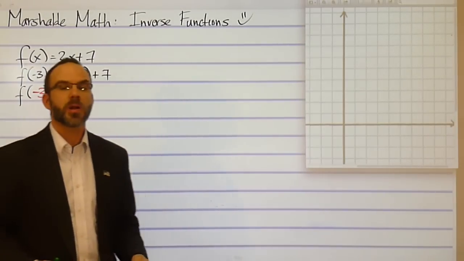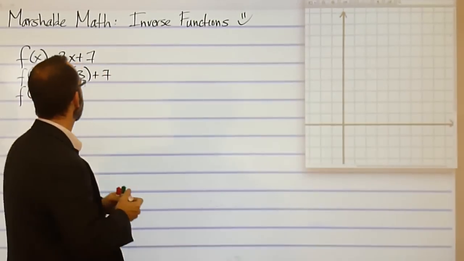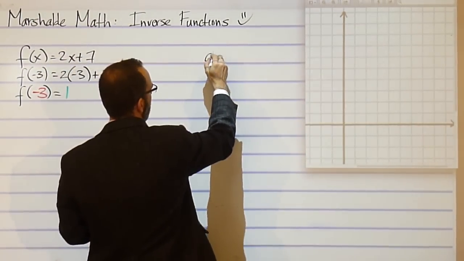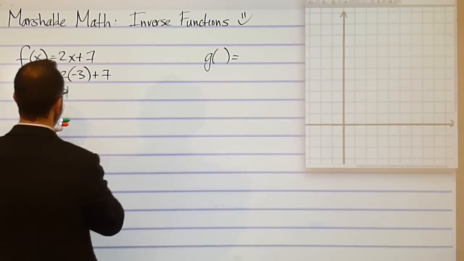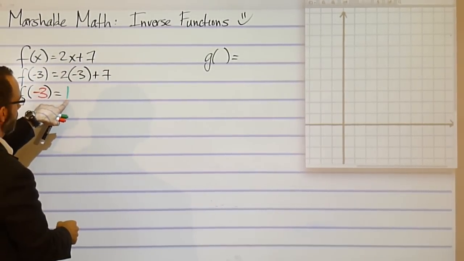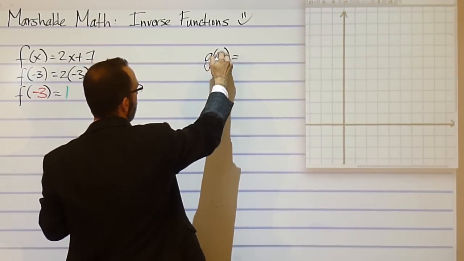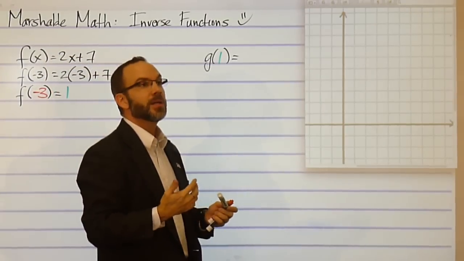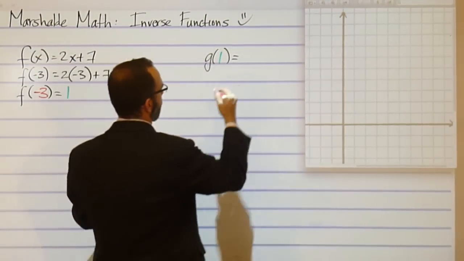What I want to do is I want to find a function that reverses that process. Here's what I want. I want a function, let's just call it g of x for right now. I want a function where I take my output and I put it in this new one as an input. The input comes over here as 1. And I want it to give me the original input out. So I want a negative 3.